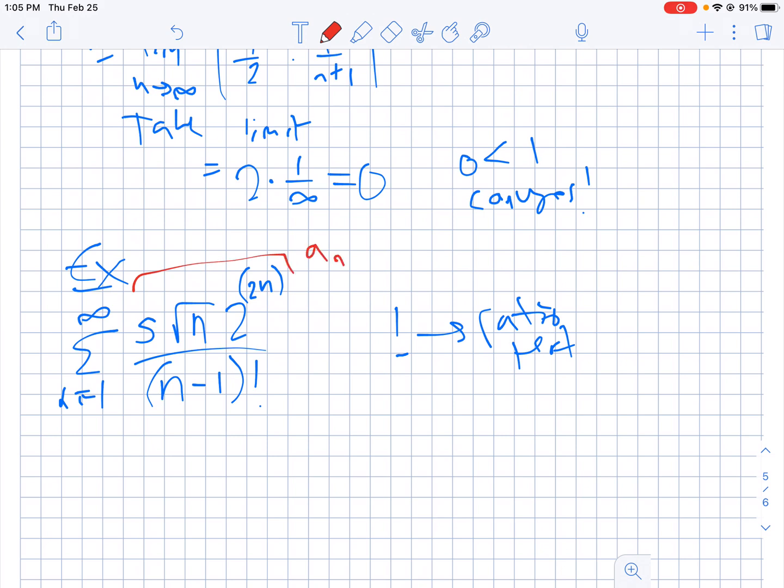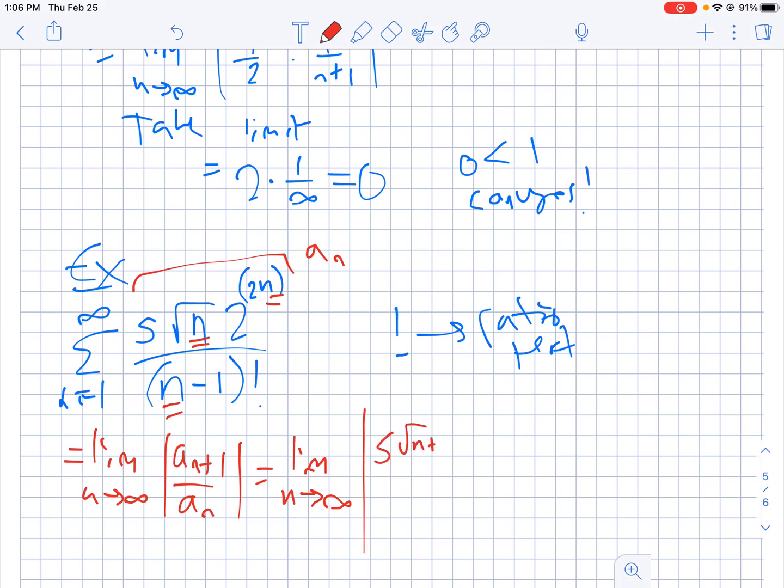So let's set this up. When I do this, I'm going to take the limit as n goes to infinity of the absolute value of a sub n plus 1 over a sub n. Again, we have to plug in the n plus 1 in 3 cases. So when I take that limit, the a sub n plus 1 is going to be 5 times square root of n plus 1 times 2 to the 2 parentheses n plus 1. Going to have to distribute that there. Divided by n plus 1 minus 1 factorial.